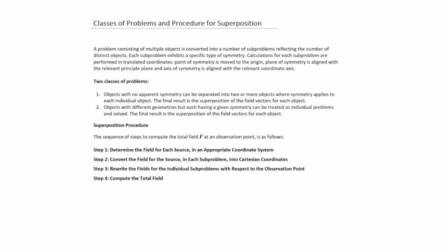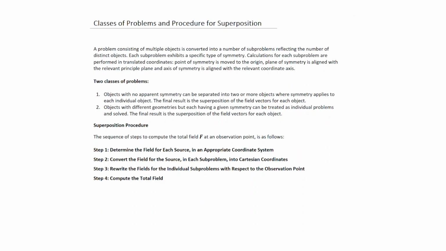All right, what are the classes of problems and the procedure for superposition? A problem consisting of multiple objects is converted into a number of sub-problems reflecting the number of distinct objects. So, for instance, if you had a sphere and a cylinder, then a sphere would be one problem and the cylinder would be a second problem. Each sub-problem exhibits a specific type of symmetry, and calculations for each sub-problem are performed in translated coordinates. In other words, you are not guaranteed that the cylinder happens to be lined up with the axis of symmetry. So what you do is you presume that it's lined up with the axis of symmetry, and then afterwards you move it back to its original location.